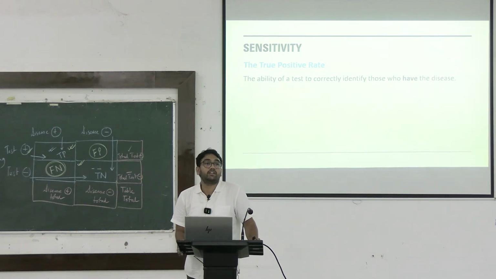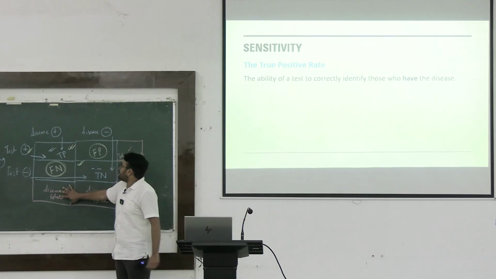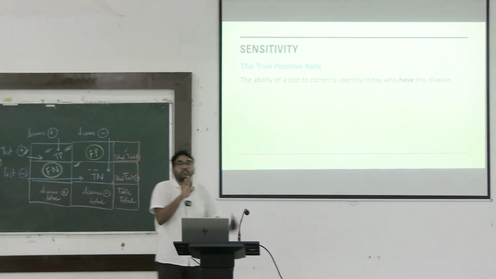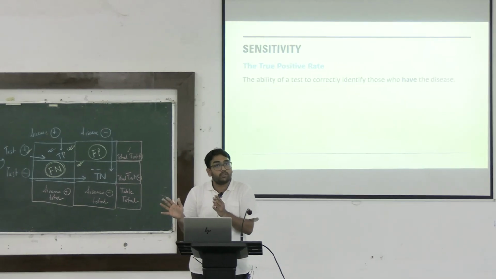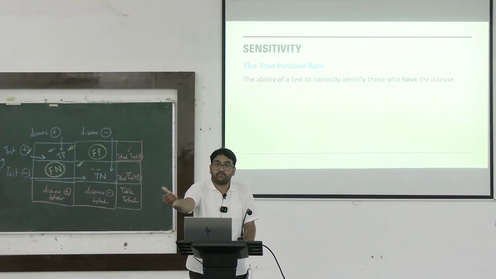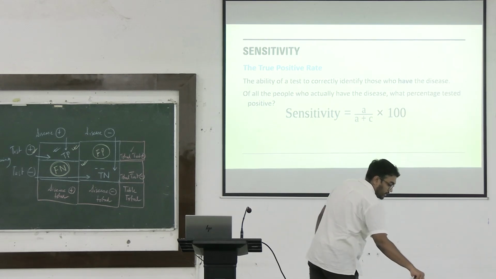So the numerator for sensitivity will be true positives, and the denominator will be all of those who have the disease. So basically, all of those who have the disease includes true positives and false negatives. That is, people who have the disease and the screening test has found the disease in them, true positives, and people who have the disease but the screening test has labeled them as negative. They are false negatives. So sensitivity is defined as A by A plus C into 100 as a percentage.